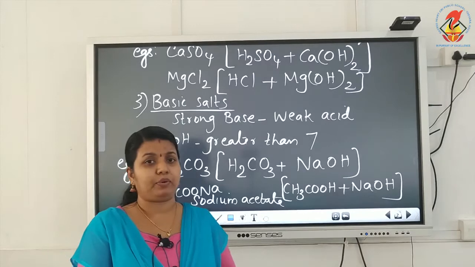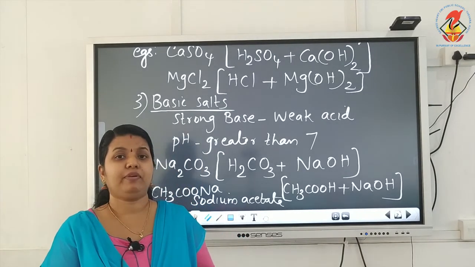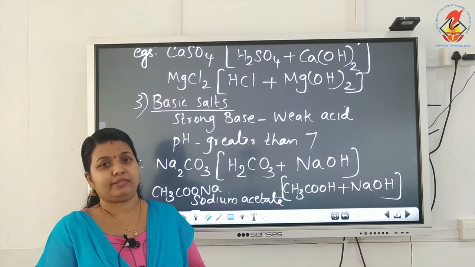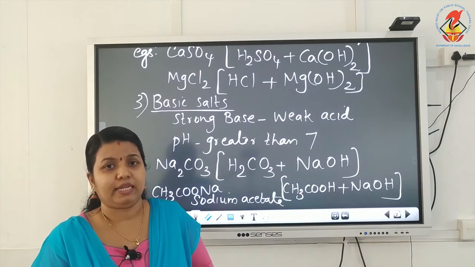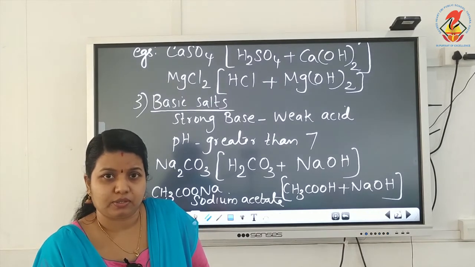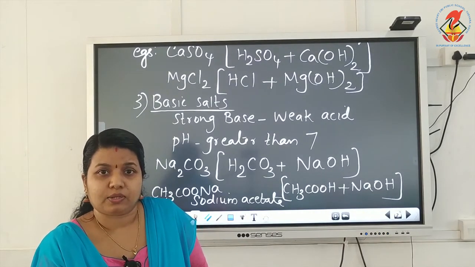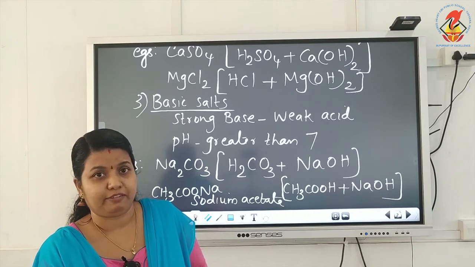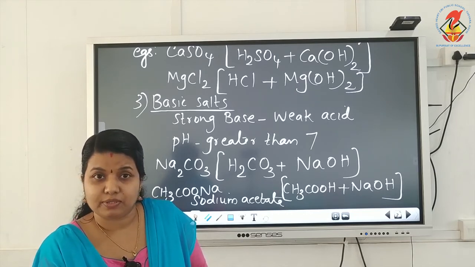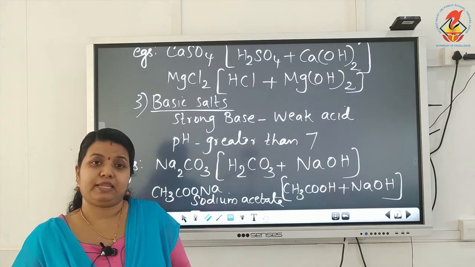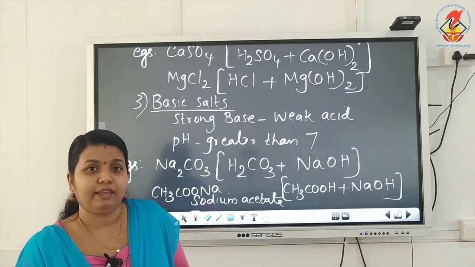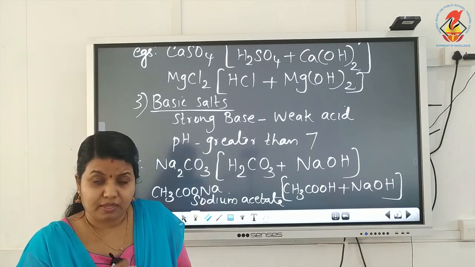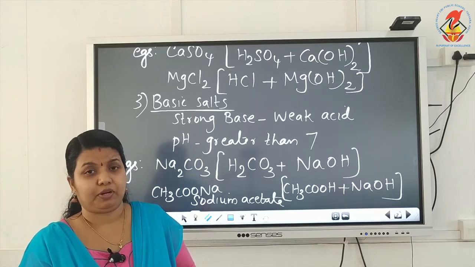So salts are compounds which are formed by the neutralization of an acid and a base. Depending upon the nature of the acid and bases taken, we have 3 different types of salts. Neutral salts are formed between a strong acid and a strong base. Examples are sodium chloride, potassium sulfate, etc. Now acidic salts are formed by the reaction between strong acids and weak bases. Examples are calcium sulfate, magnesium chloride, etc.